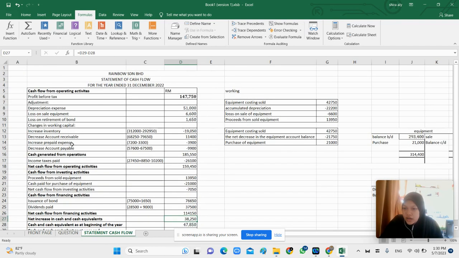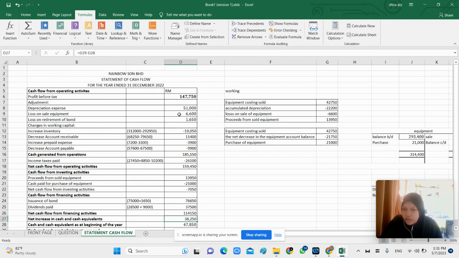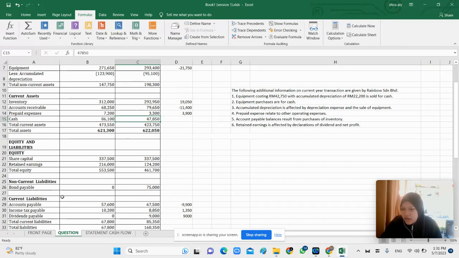profit before tax. After that, adjustments we get at the statement of profit or loss and other comprehensive income, which is loss on sale of equipment, loss on retirement of bonds, and depreciation expense. And then we go to the change in working capital. For this one, we will see in the statement of financial position, which is the current asset and current liability.